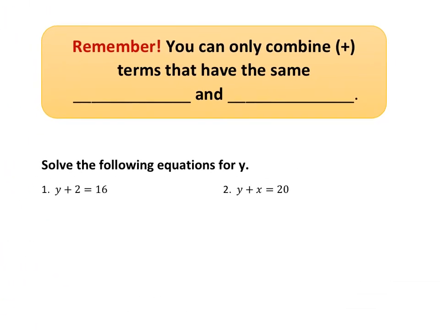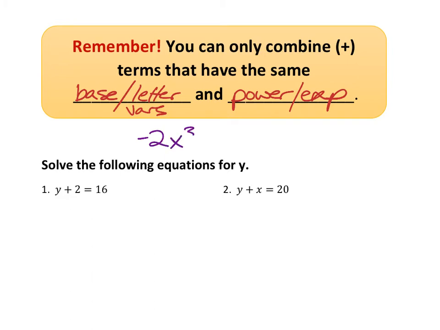And as a quick reminder, you can only combine or add terms that have the same base or letter, or variable, and power or exponent. So we're looking for terms that maybe have different coefficients but have the same base and power. We'd be able to combine those things together. If they're not the same, you can't combine them. That's something really important heading into these practice problems here.